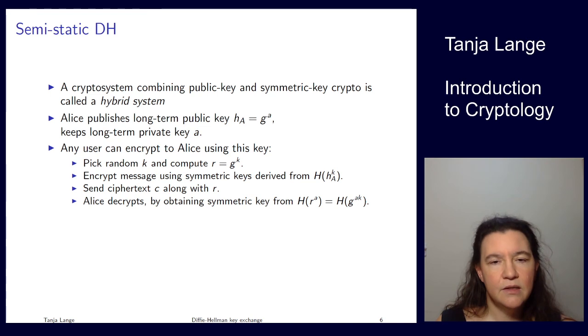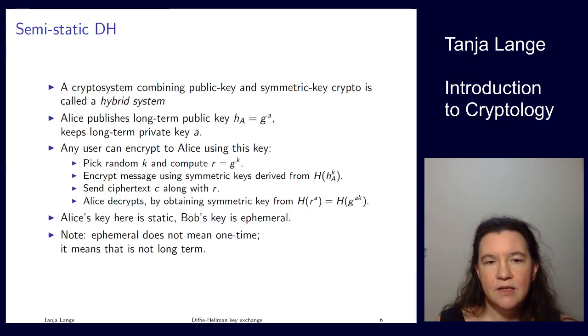So Alice, when she gets the ciphertext and this R, takes R, and just like in the Diffie-Hellman key exchange, she computes your public key, so this R, to her private key, to the a, and that gets her the same key, g^(ak), that you had obtained. And so then she has a symmetric key, and she can just take the ciphertext that you send and decrypt it from there.